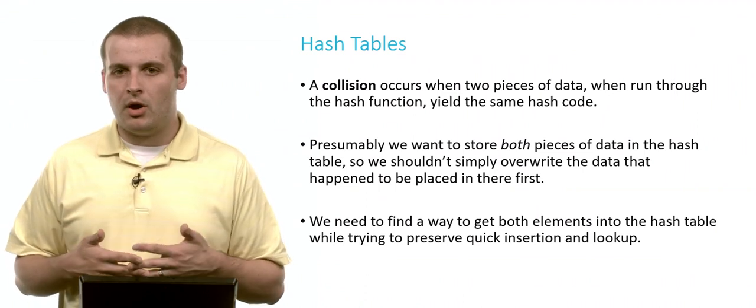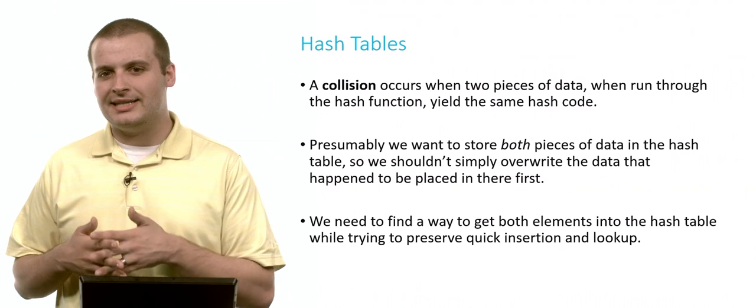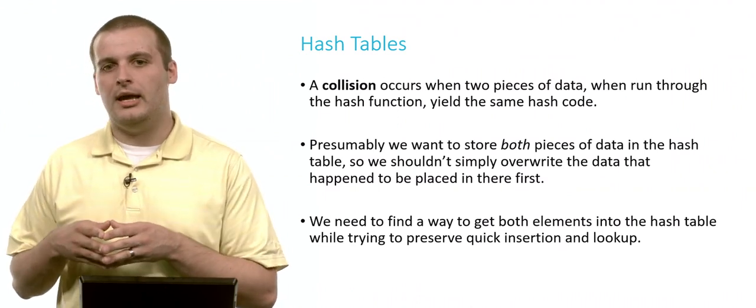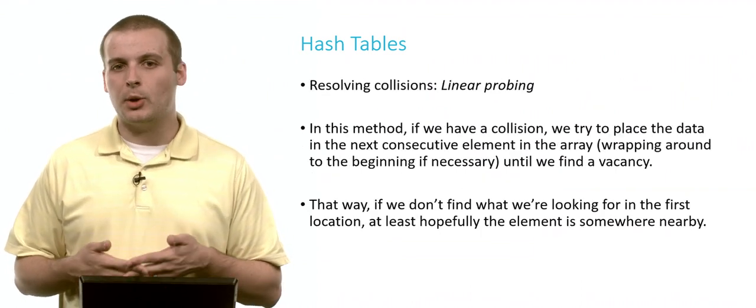We don't want to overwrite Paul. We want Paul to be there, too. So we need to find a way to get elements into the hash table that still preserves our quick insertion and quick lookup. And one way to deal with it is to do something called linear probing.